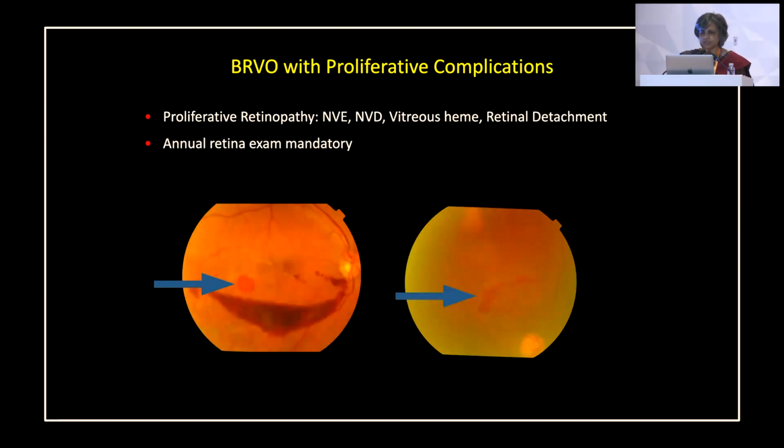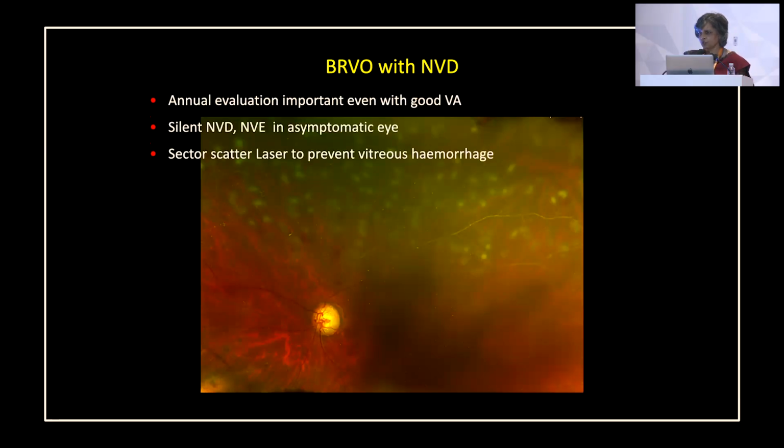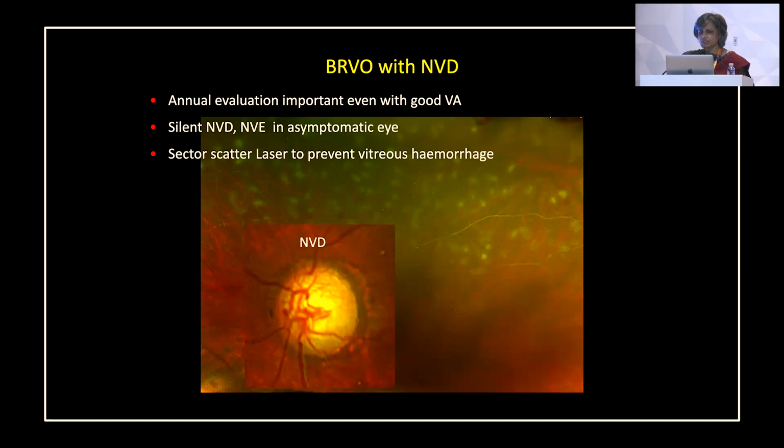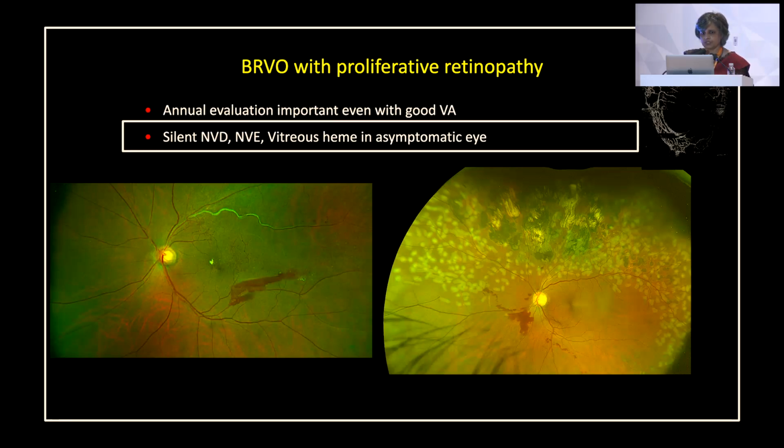Proliferative complications with BRVO are also common. You see silently sitting NVE, NVD. So annual retina exams for a BRVO are very important, for any RVO, but also BRVO. And if you see these new vessels on the disc which are silent, you have to start scatter laser immediately, which can be just over the involved quadrant, or a pan-retinal laser is sometimes required, because new vessels do not regress with just sector scatter laser. So it may become an all-quadrants pan-retinal photocoagulation. So annual review is very important for these silent new vessels.